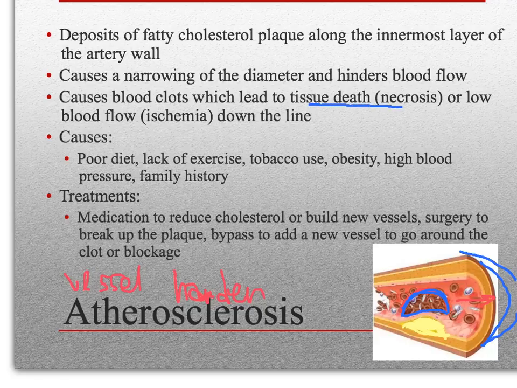That's a process called necrosis, or death of tissue. It can cause low blood flow, which means that the body can't work as well. The tissue can't work as well. That's called ischemia. We've talked about some of these causes already: poor diet, lack of exercise, tobacco use, family history even, obesity and high blood pressure.